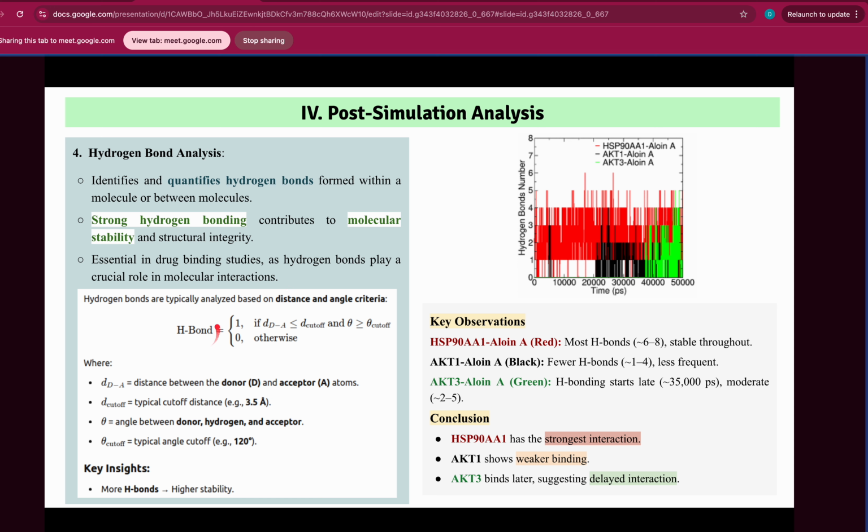So this is the formula to calculate hydrogen bonds. If there is no hydrogen bond, then it is 0. Otherwise, there is some distance. If the distance between two atoms is less than 3.5 angstrom, then there is a possibility that a hydrogen bond is present. So this distance cutoff is important. If it is less than 3.5 angstrom, that means there is a hydrogen bonding interaction present. Otherwise, there is no hydrogen bonding interaction.